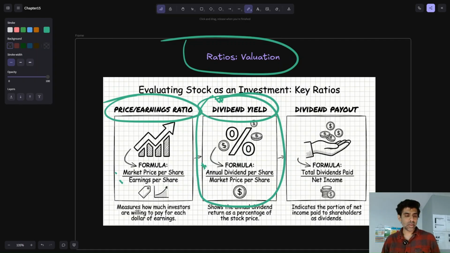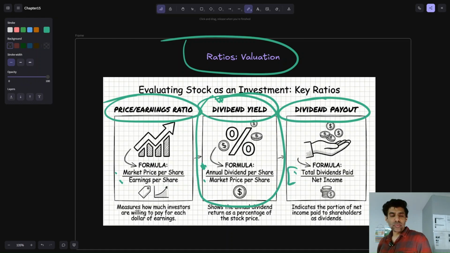It's basically a way to see, if you're paying $10 for a share, how much income will you get from the dividend? So you can see annual dividend per share divided by the market price. It's going to get you a yield, similar to investing in a bond. And then dividend payout: dividends paid divided by net income. If this ratio is 1, what does that mean?